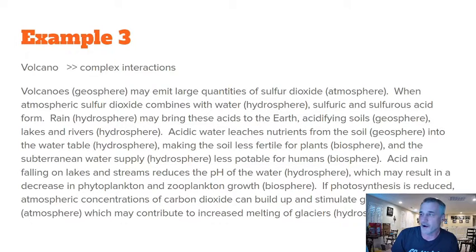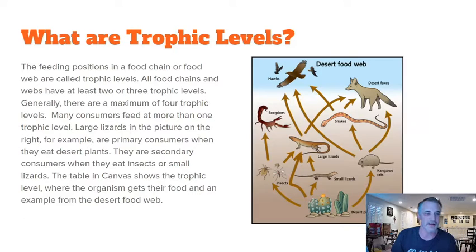But what we want to do now is move on to the second part of this, which is going to focus on the trophic levels. The feeding positions in a food chain or food web are called trophic levels. All food chains and webs have at least 2 or 3 trophic levels. Usually you don't go too much further than 4 or 5 levels, and you'll see why in a moment.